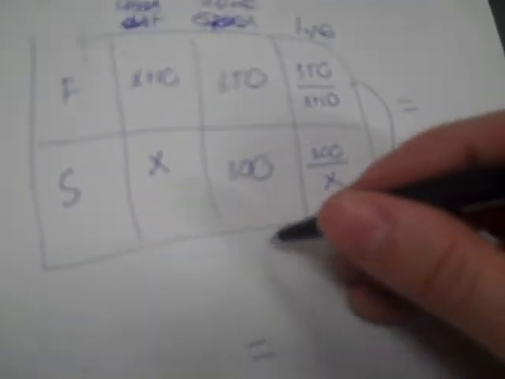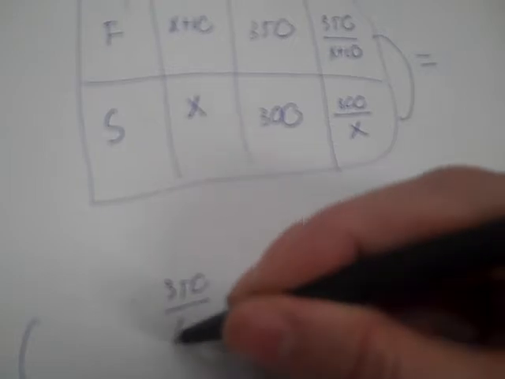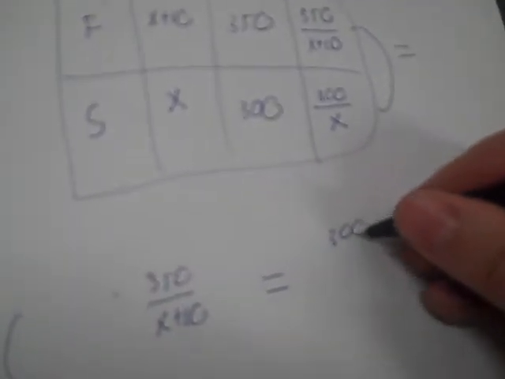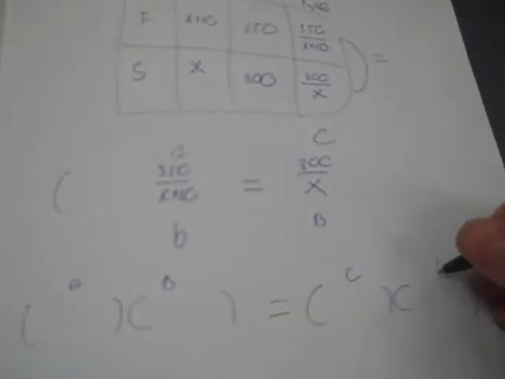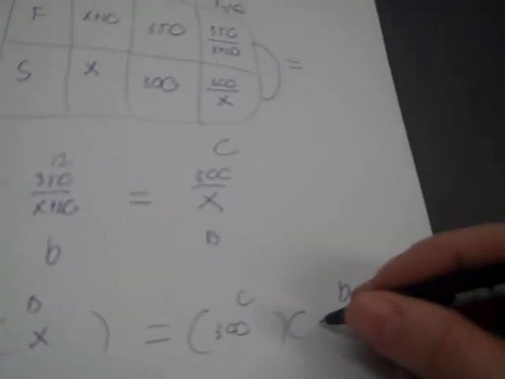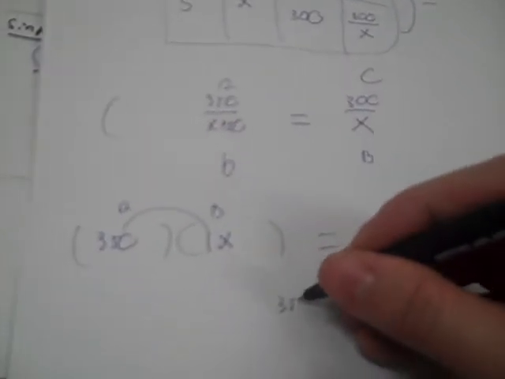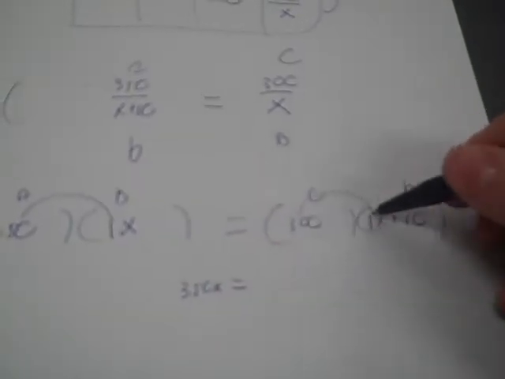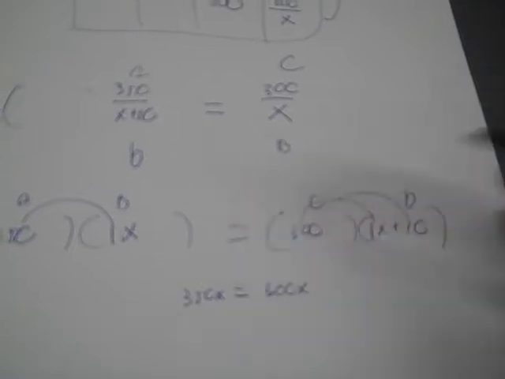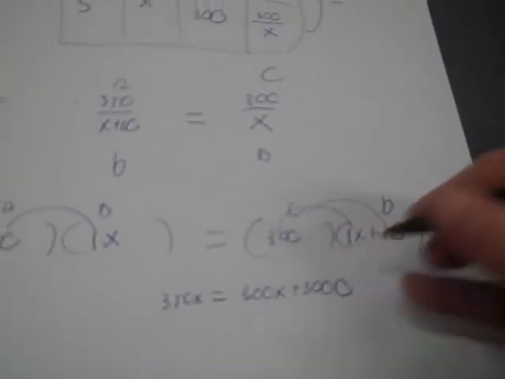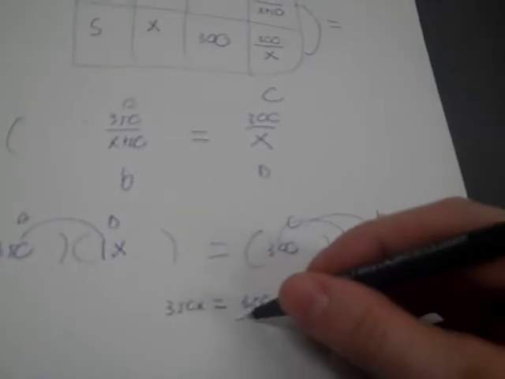Okay, so you have 350 over x plus 10 equal to the 300 over x, and you have an easy proportion. A, B, C, D. Okay, so A is 350, B is X, C is 300, and then we have X plus 10. Okay, so you're going to have 350X on that side. Then 300X plus 3,000. 300 times 10, my bad. Minus your X's.